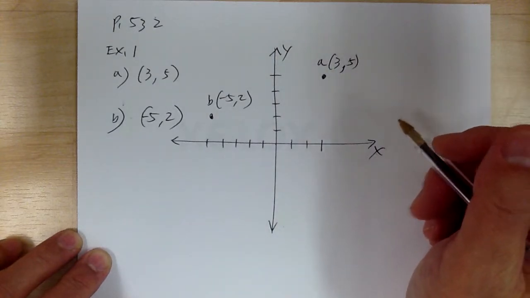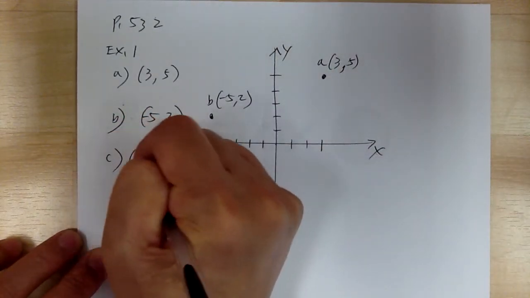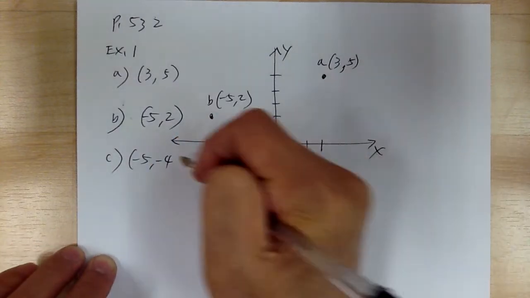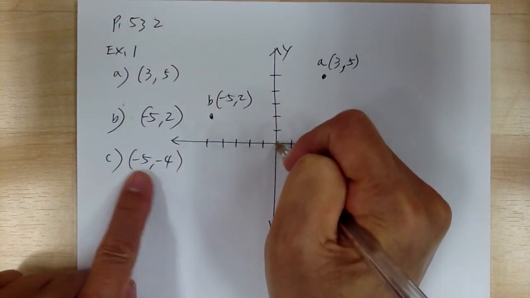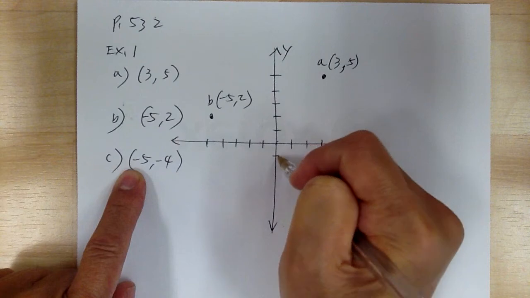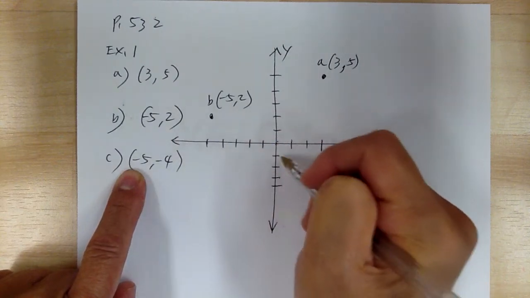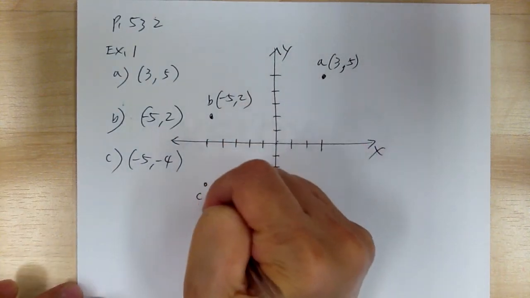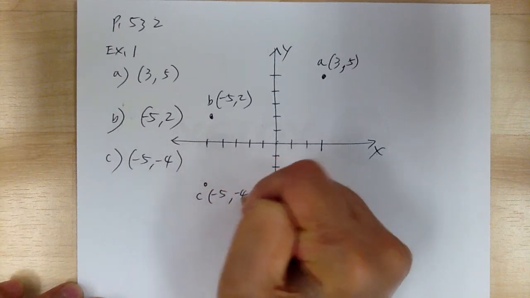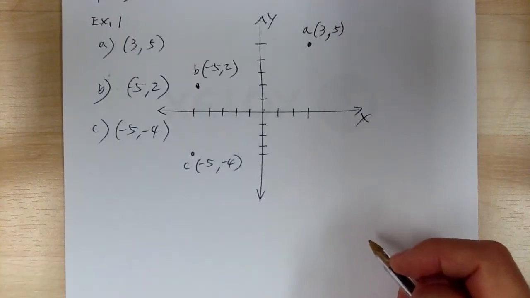Now let's go to C. So C is (-5, -4). Again, you always start with your origin. So you go -5 and -4. Negative means going down, right? So over here. So that's your point C at (-5, -4). So again, graphing is very simple.